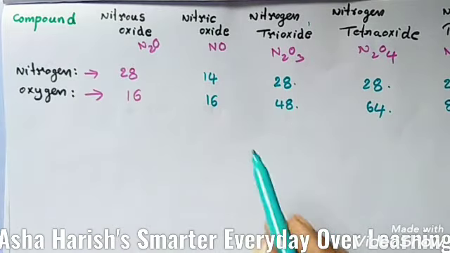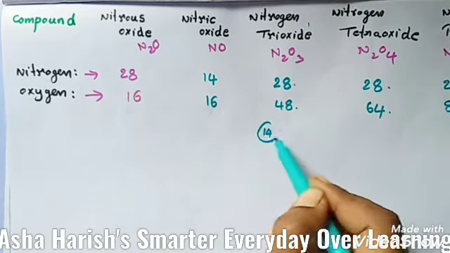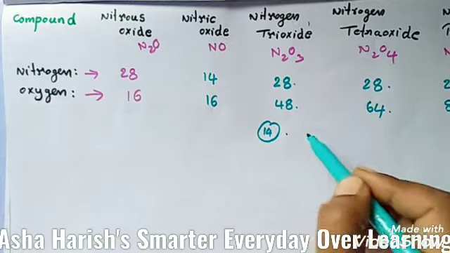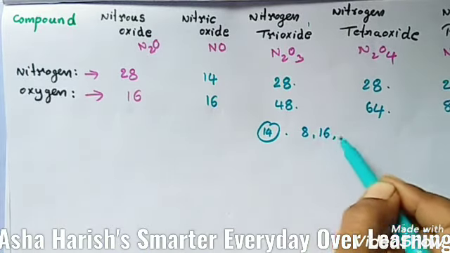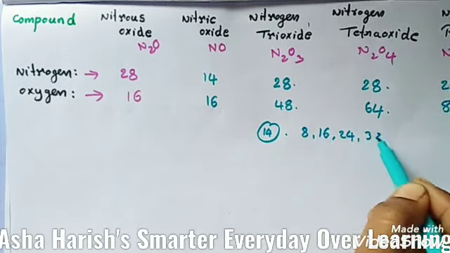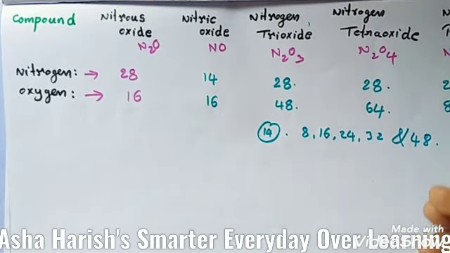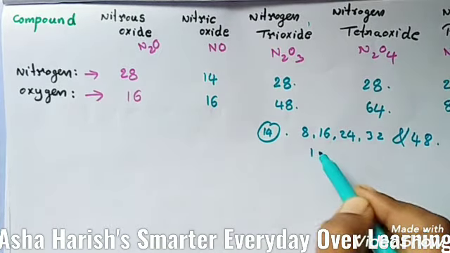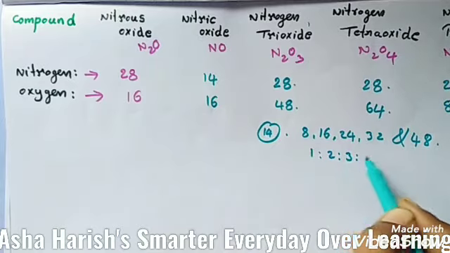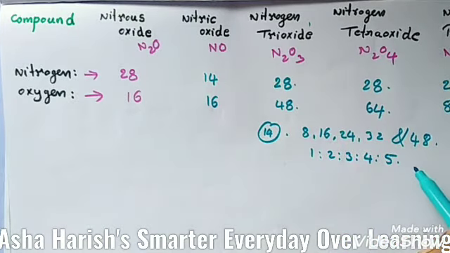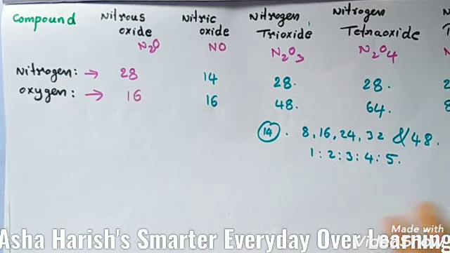Fixing the mass of nitrogen as 14 parts, the masses of oxygen in these 5 oxides are 8, 16, 24, 32 and 48 respectively. These masses bear a simple ratio 1:2, 2:2, 3:4, 4:5 to one another. Okay students, now let's see some problems based on the law of multiple proportions.